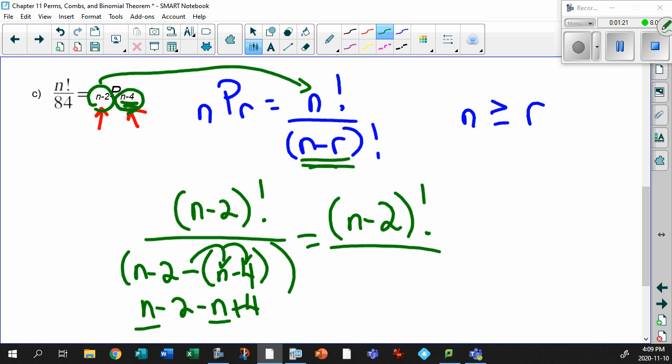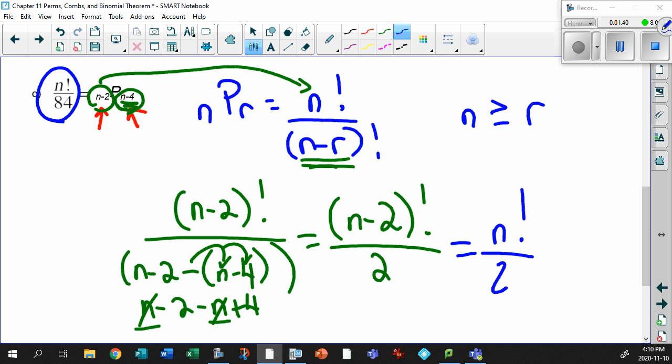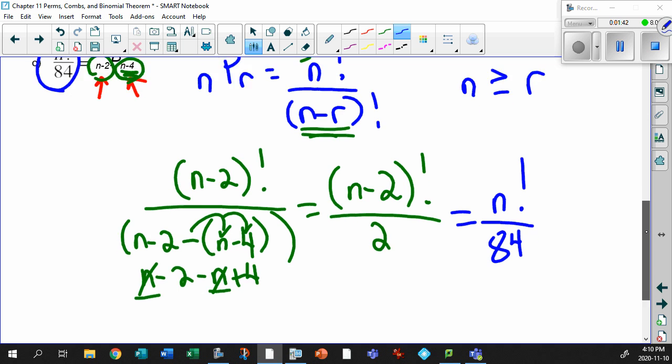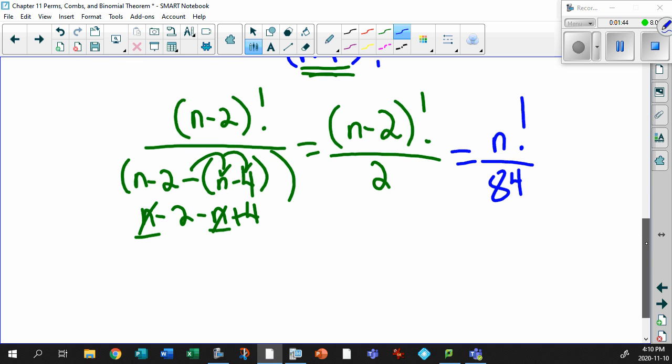This is really quite cool. The n's cancel out, right? You've got minus 2 plus 4, which is 2. Well, that makes things really simple now, doesn't it? And you find out that this actually equals n factorial over 84. Now, that sounds like a mess, doesn't it? Actually, it isn't. Don't look at this as being a mess.